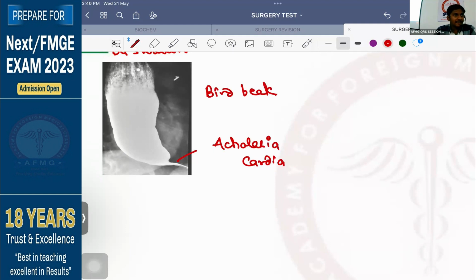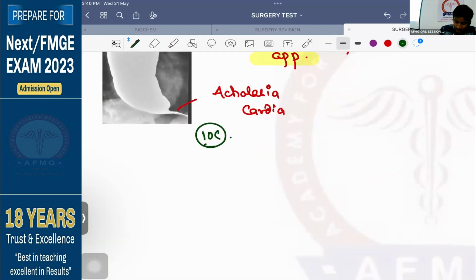Rat tail mein there are shaggy, irregular margins and there is a shouldering effect. But in this condition, you will see a gradual narrowing and there will be a sharp margin, regular margin which will be seen. Okay? So bird beak or pencil tip bol sakte ho isko, but never a rat tail. Okay, so this is a bird beak or a pencil tip appearance definitely. What is the investigation of choice for achalasia cardia?